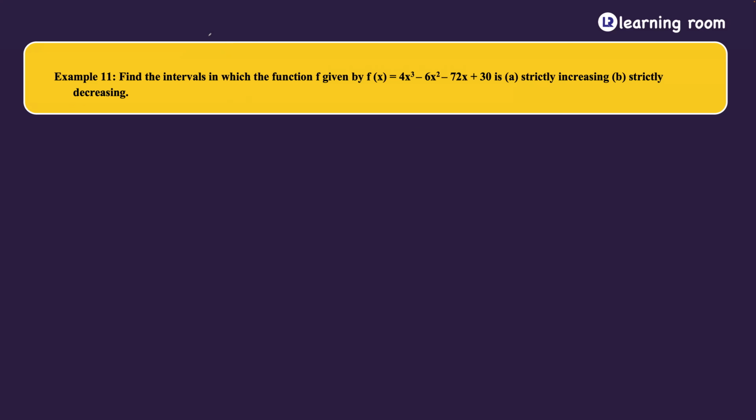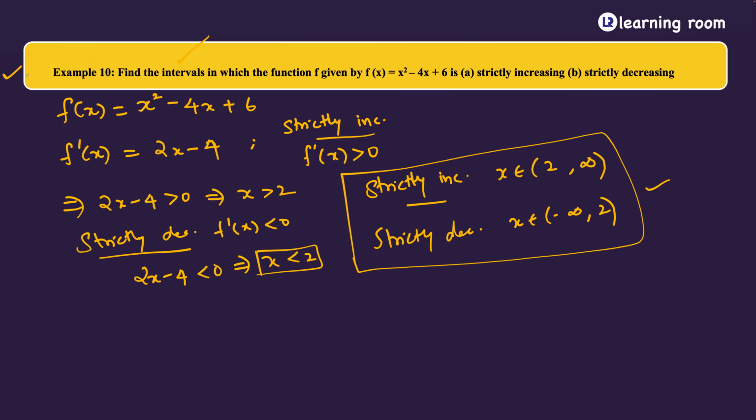See here also it is given strictly increasing and strictly decreasing. Find the intervals in which the function given by 4x cube minus 6x square minus 7x plus 30. See, I'll just tell you what is the meaning of it. But before that, let me explain this question to you properly. I'll tell what it means.